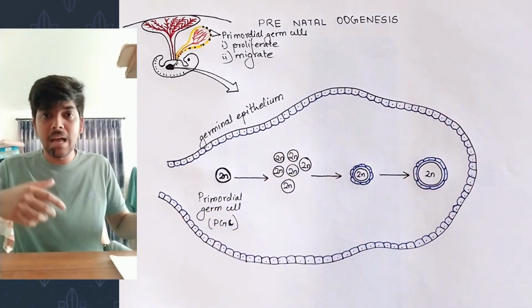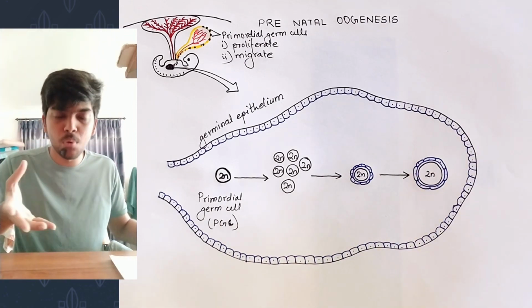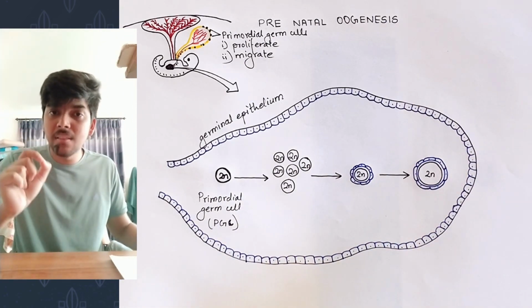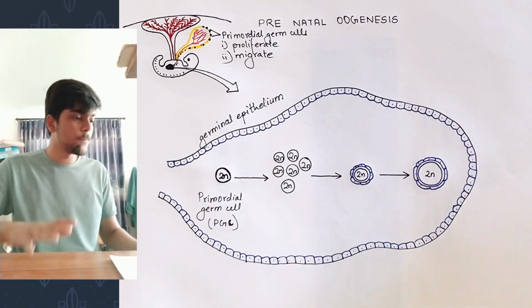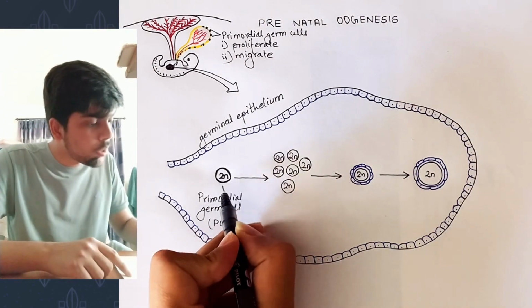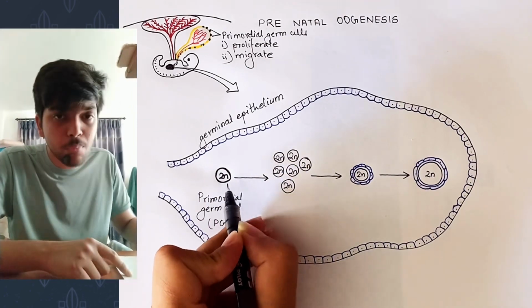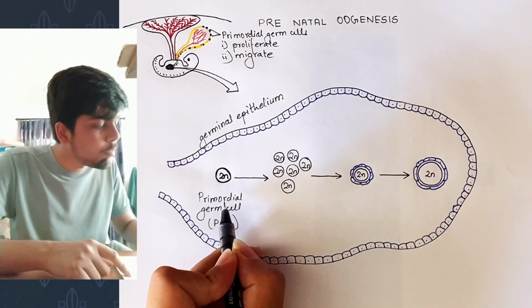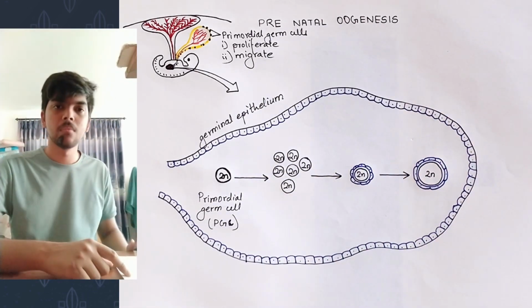Because that's a typical cell found in the human body. A typical cell found in the human body is diploid. It's only the gametes that are haploid. All other cells are diploid. Okay, so this diploid cell present at the very beginning, which is responsible for the process of oogenesis, is the primordial germ cell, in short, PGC.